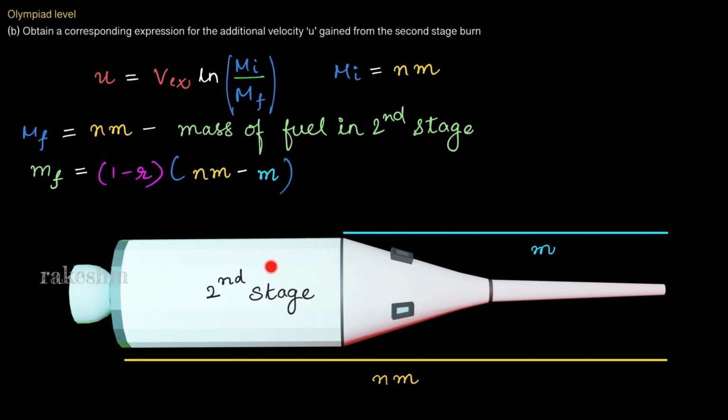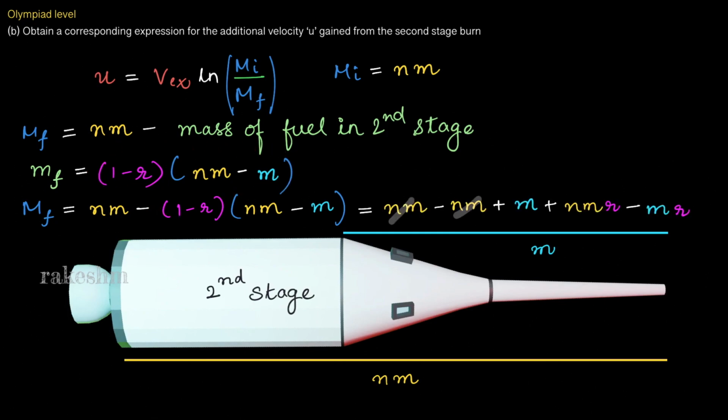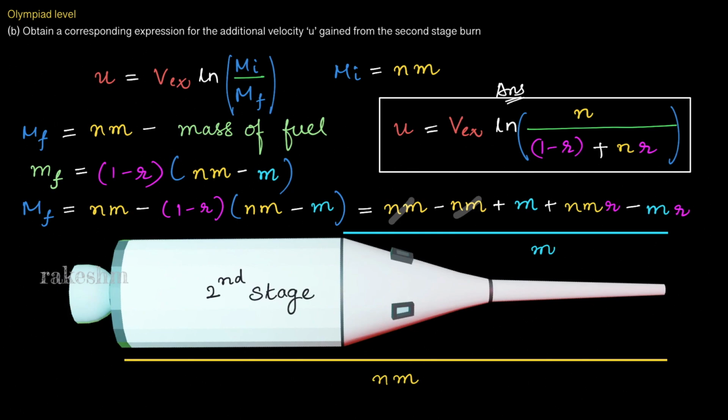So the total mass of the second stage is Nm, which is the total mass of the rocket minus mass of the payload, which is small m. So final mass of the rocket is total mass minus mass of the fuel, which we have calculated here. Expanding this, we get this equation, and here we can cancel out Nm and Nm. So substituting Mi and Mf in this equation, we get U equals V exhaust ln of n divided by m into 1 minus r plus n. So this is the final answer to our second question.